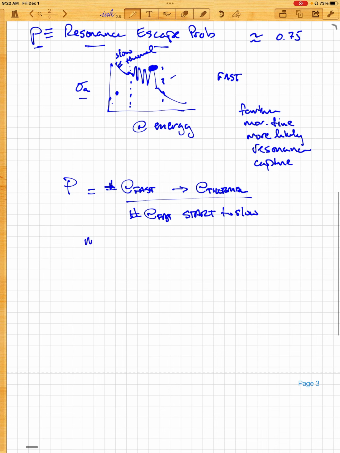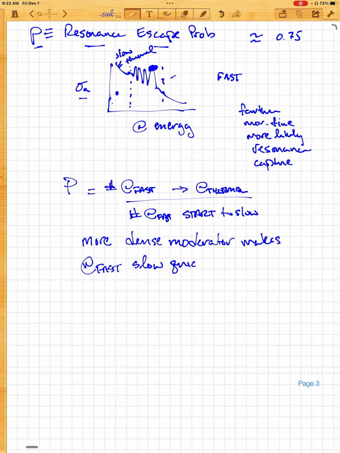Remember, a more dense moderator makes fast neutrons slow quicker. And this is going to be an important part of what we control as reactor operators. I'll get into that in a minute.